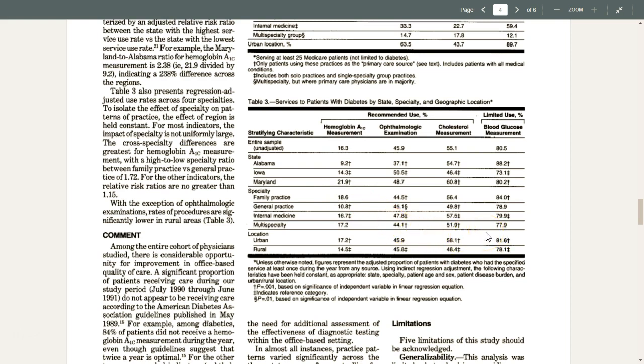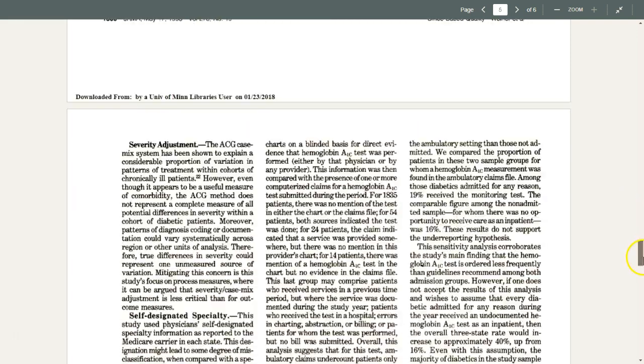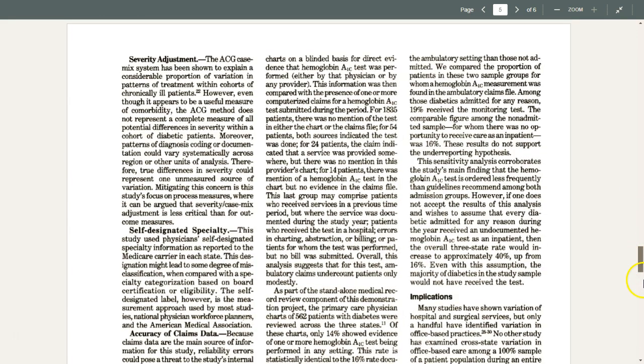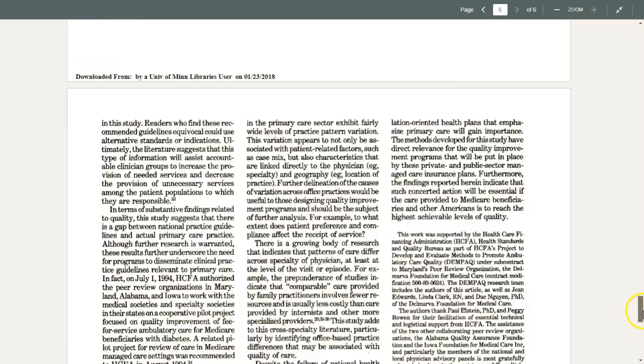This article actually served as sort of a huge conversation about how this needs to go up, and within 2 to 3 years of us publishing this, the hemoglobin A1C rates literally tripled in the country. So that was a great outcome. So this is one of the articles that's motivating what you're going to be doing for this paper.